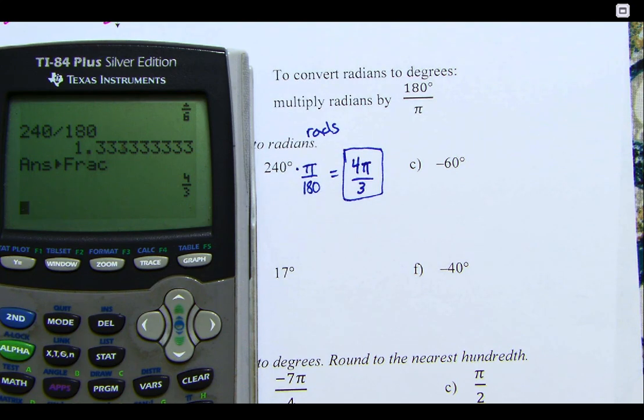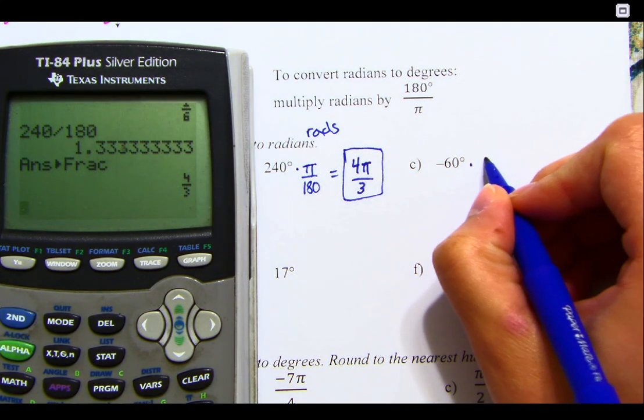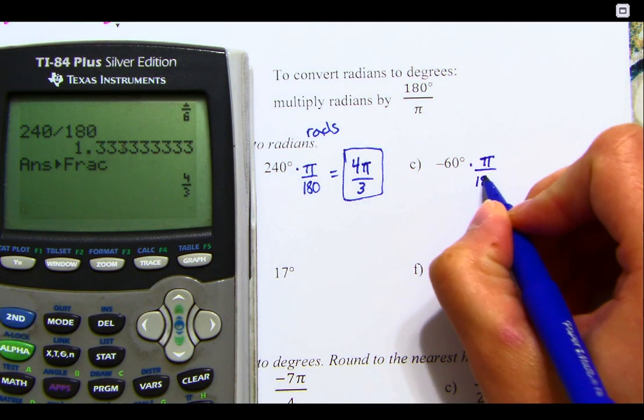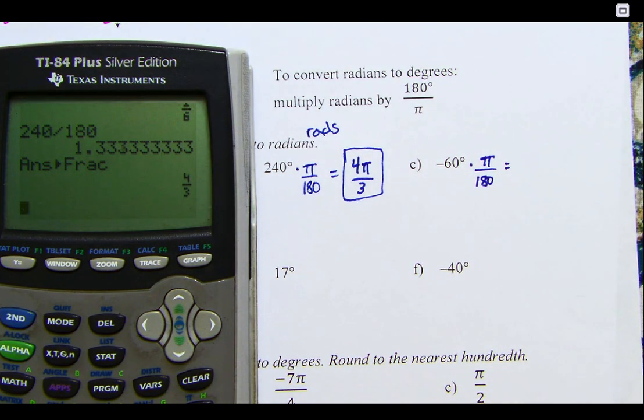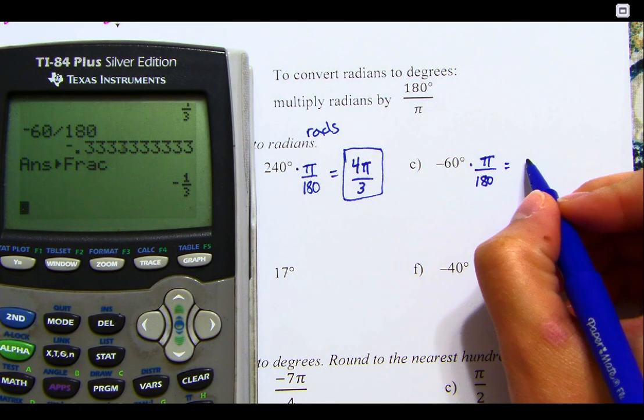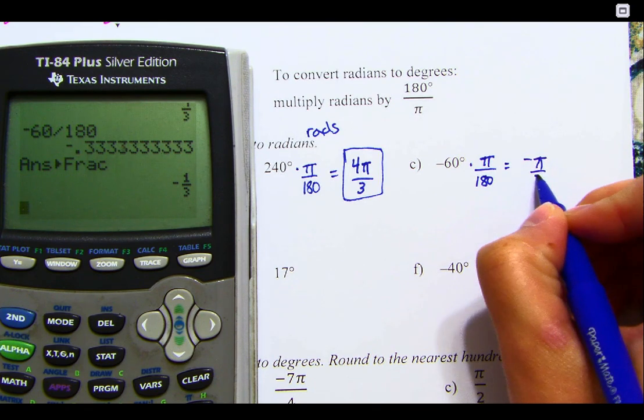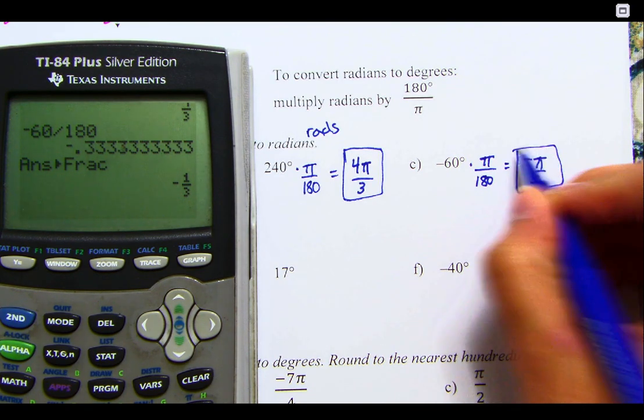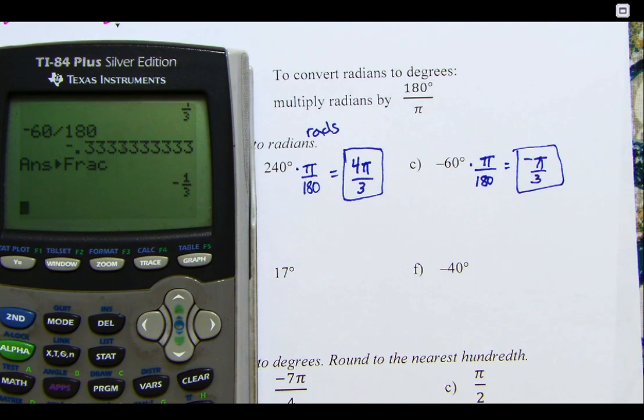And if we have a negative degree, still the exact same idea. I'm still going to multiply by pi over 180. This time when I type it in, I need to make sure I use my negative key. So negative 60 divided by 180, change it back to a fraction. So my radians would be negative pi over 3. So it's okay to have negative radians just like we have negative degrees.